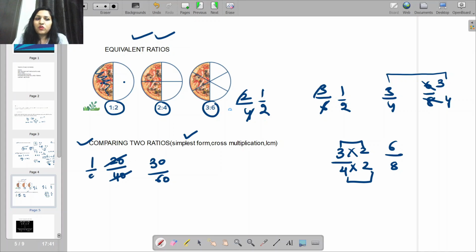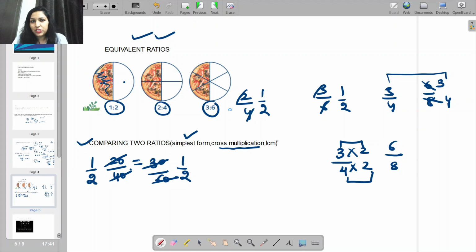20/40 का simplest form is 1/2. Similarly, 30/60 again the simplest form is 1/2. दोनों का simplest form is same, so yes the ratios are equal. एक चीज हुआ, हम simplest form देख लेते हैं. दूसरी चीज is cross multiplication method.